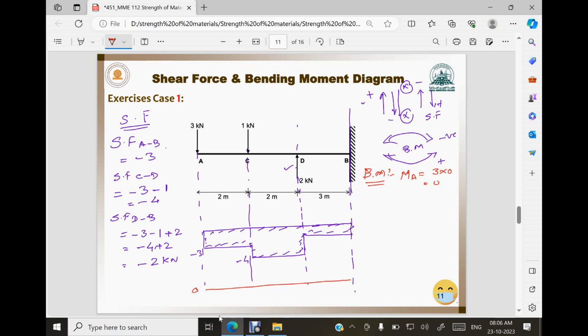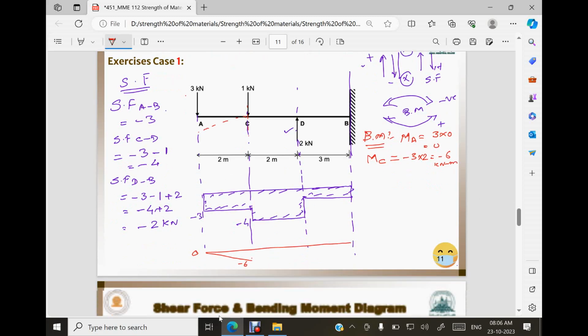Then bending moment at C, that is MC. At this point, 3 multiplied by 2, is it not? It is trying to bend the beam downward like this. So I will say minus 3 into 2, that makes it minus 6 kilonewton meter. So I am having somewhere over here minus 6 kilonewton meter.